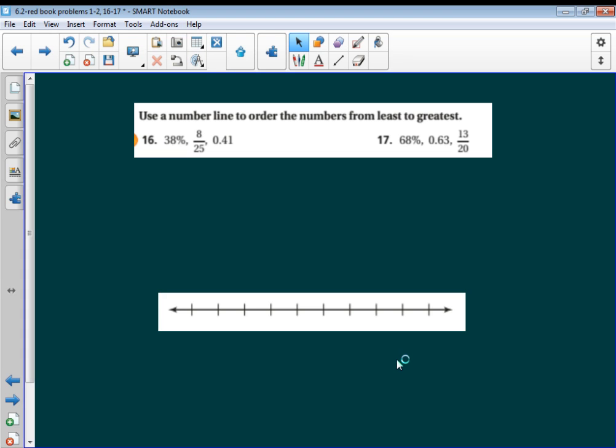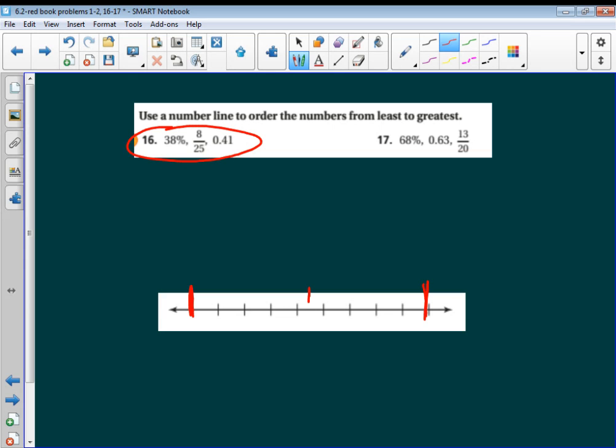All right, so I picked these problems that just ask you to order the numbers from least to greatest. Figured this might cause the most questions. So if you followed me along with the practice, we are going to first start with number 16. This is asking me to take 38%, 18 25ths, and 41 hundredths and put those onto a timeline, just being able to compare them.